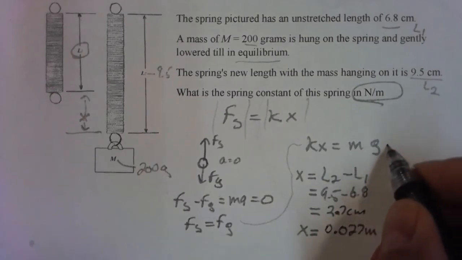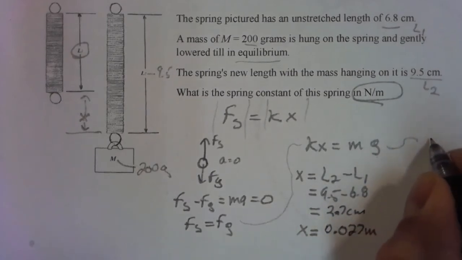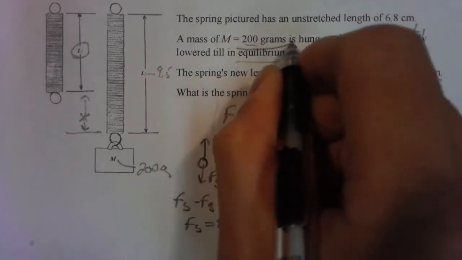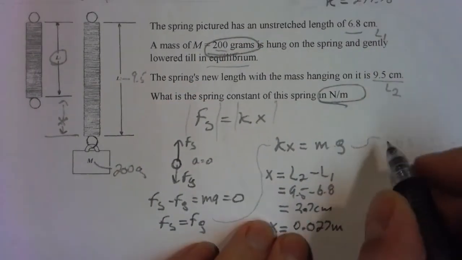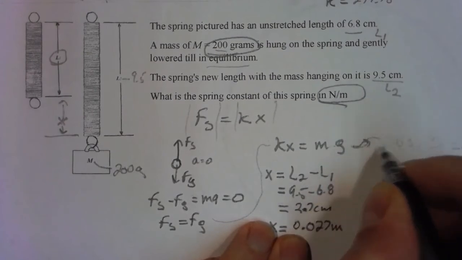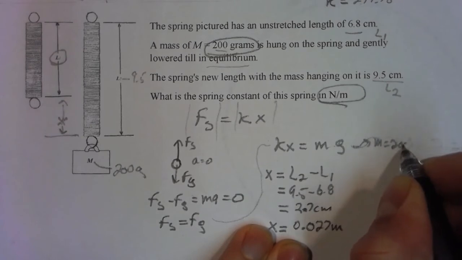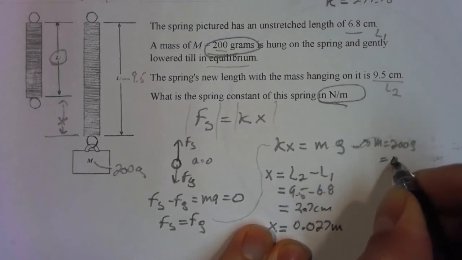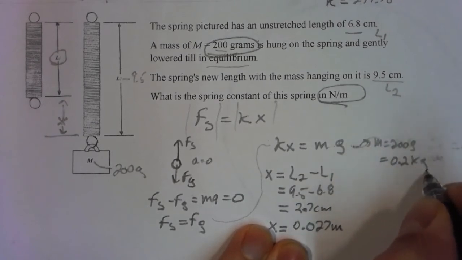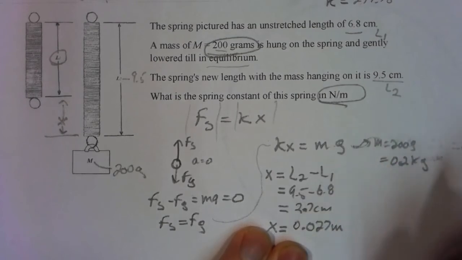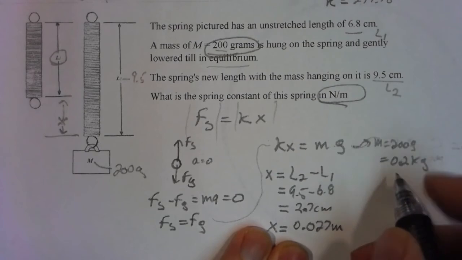Now mg, I need that to be m in kilograms. So for mg, I got 200 grams here. I got to change that to kilograms. So m is 200 grams, which is going to equal 0.2 kilograms, because 1 kilogram is 1,000 grams, and you would do that conversion.